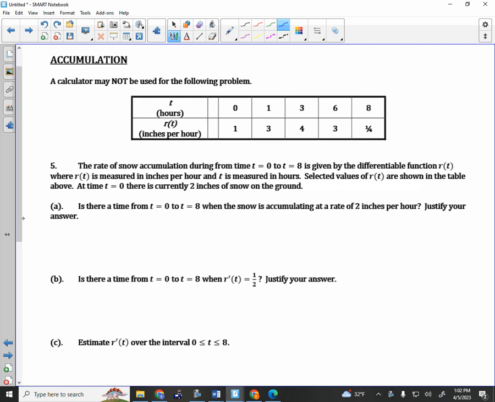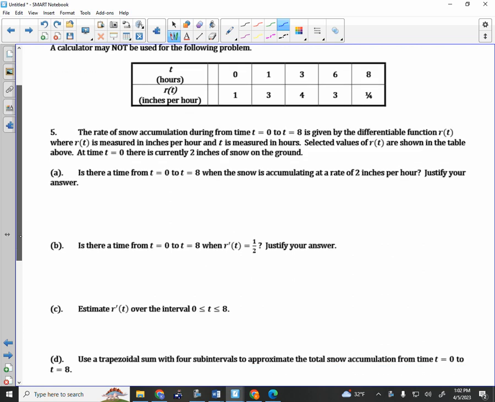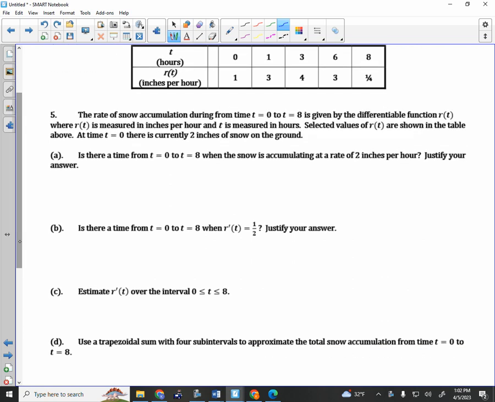on the ground. What I want you to do is talk with your peer and decide for letter A, is there a time between 0 and 8 when the snow is accumulating at exactly 2 inches per hour? Justify your answer. Talk. Go.